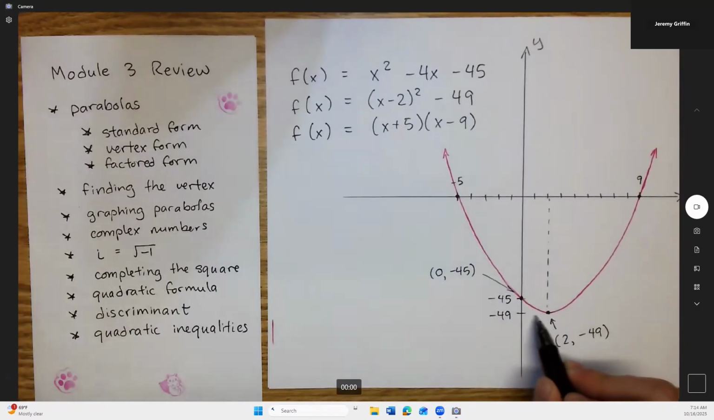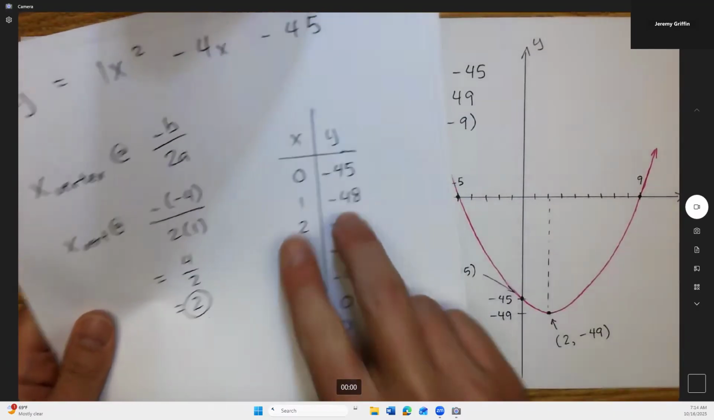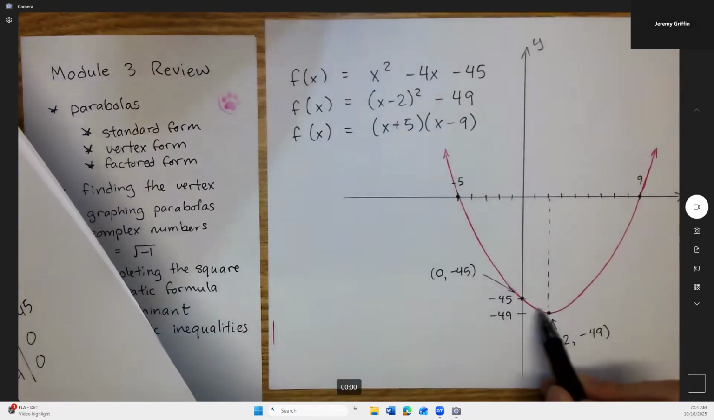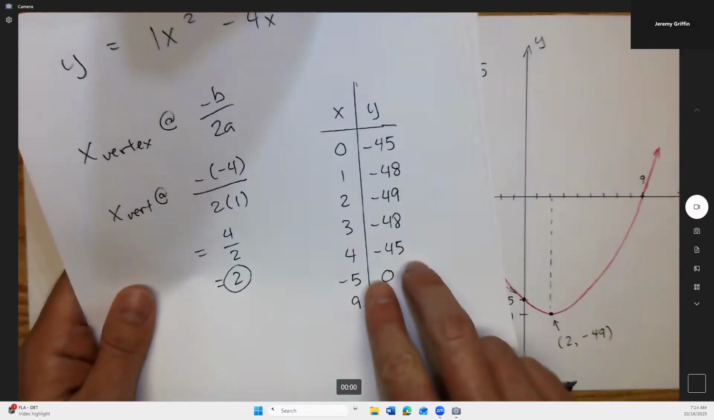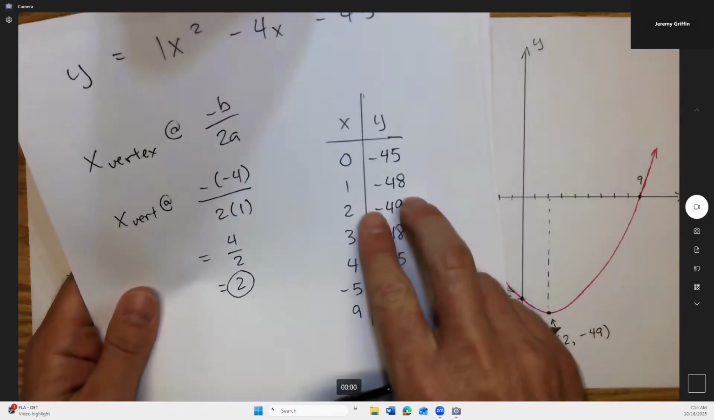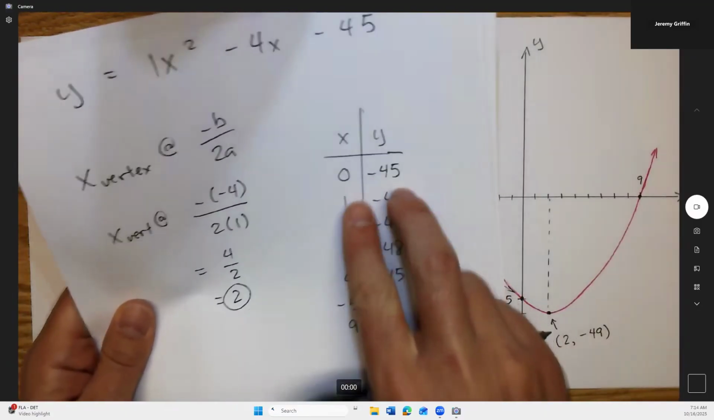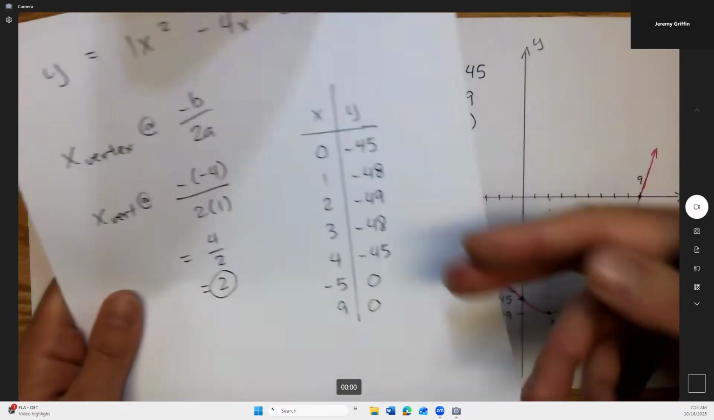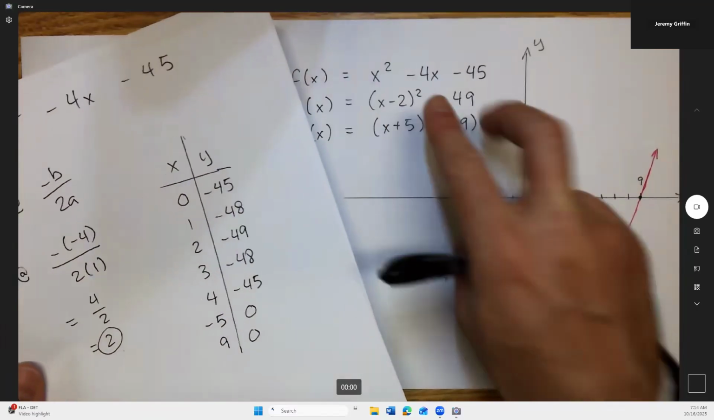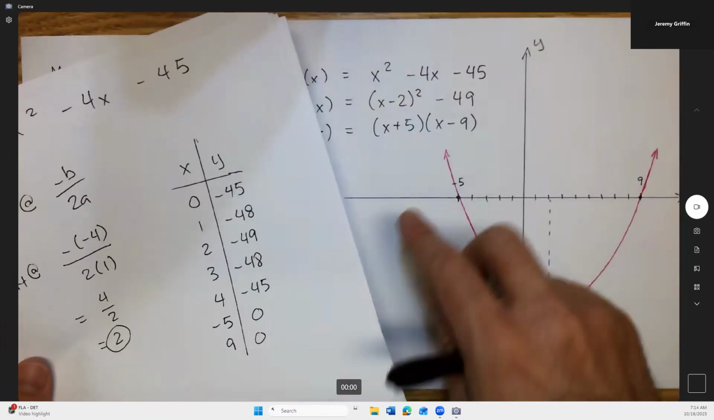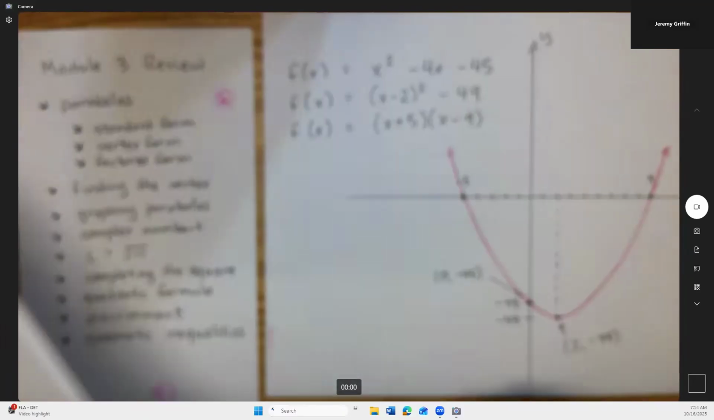And then, if it's a standard parabola, you can always go over 1, up 1. So it's over 1 this way, and up 1 brings you to negative 48, which is what I got right here. Boink. And then go over 1, up 3. So over 1 for negative 48, up 3 is negative 45. Just like these have been all along, because that's that point right there. Or you can always just pull out a table and start plugging points in. You could plug this expression into my calculator and get the same set of numbers. And finally, factored form.